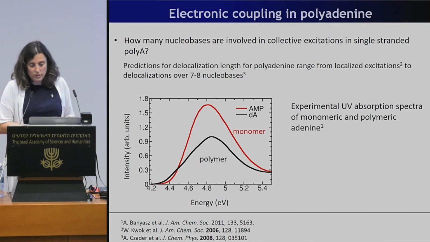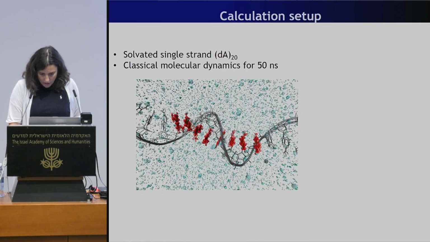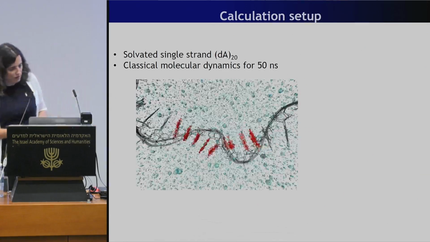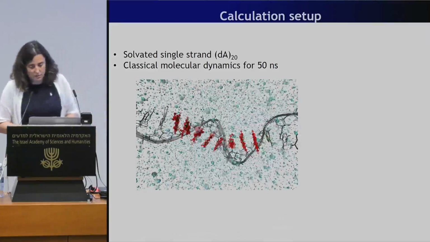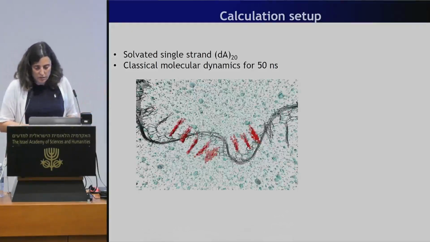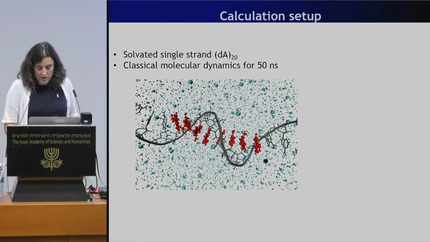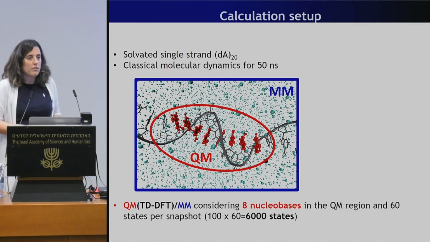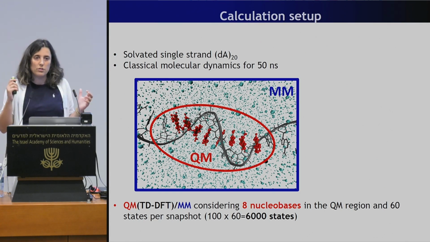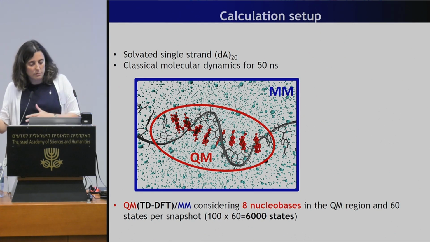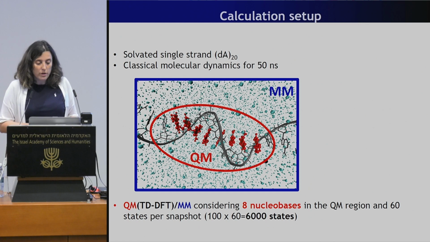Nowadays one can really do very big calculations. So we took a very long strand of 20 adenines. You start by sampling to get the right conformations. We sampled for 50 nanoseconds, then took snapshots. Then we used these multi-scale methods that were nicely introduced by Warshel the first day. You separate part of the system to treat with quantum mechanical methods and part with molecular mechanics. In the QM part, we took 8 nucleobases. We took a lot. This was the limit that people were arguing you would need to see something there for localization.